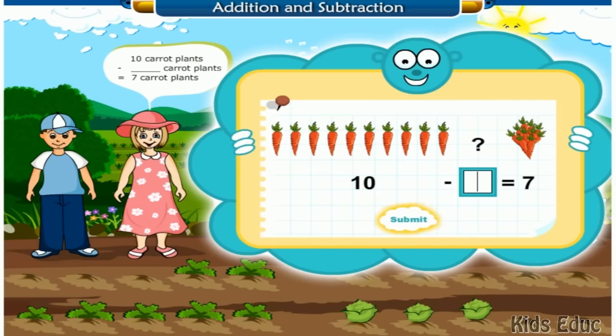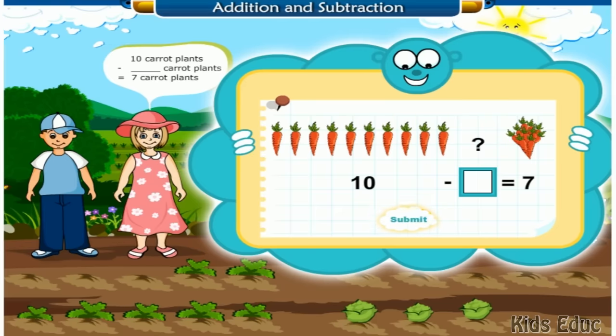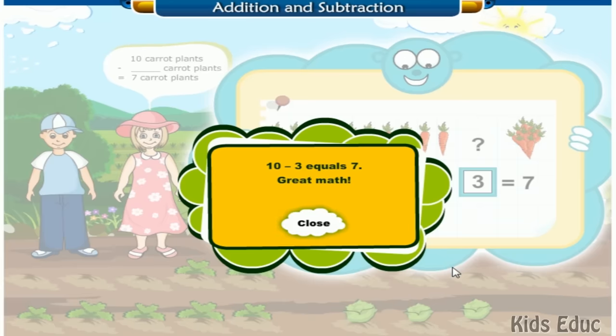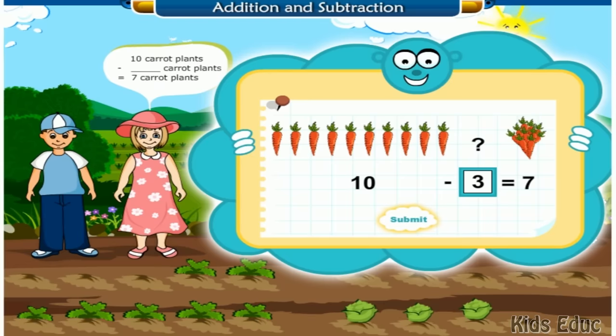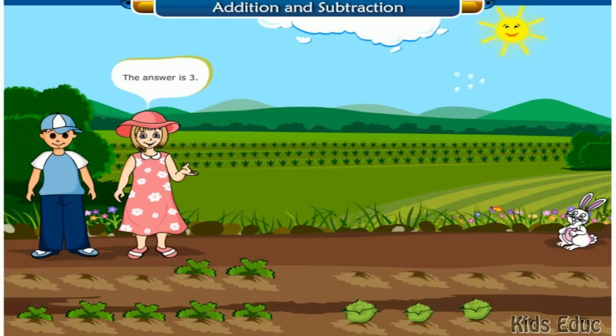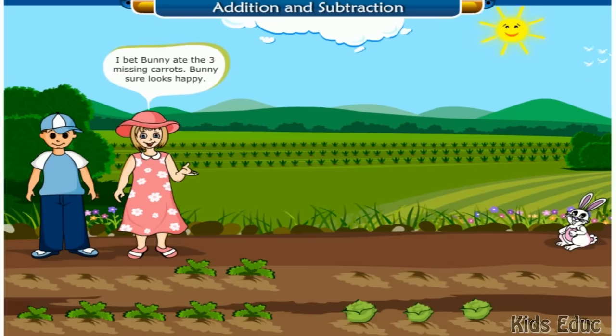10 carrot plants minus carrot plants equals 7 carrot plants. 10 minus 3 equals 7. Great math! Ten carrot plants minus 3 carrot plants equals 7 carrot plants. The answer is 3. I bet Bunny ate the 3 missing carrots. Bunny sure looks happy.